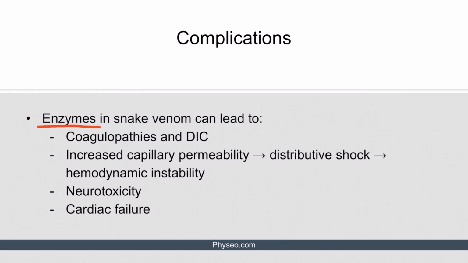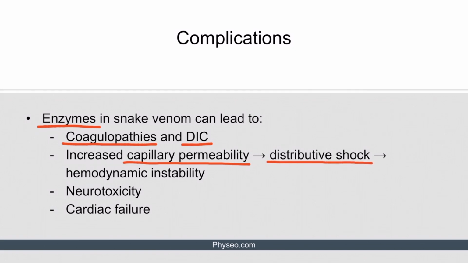Now, snake envenomation can cause a variety of complications due to the actual enzymes contained in the snake venom. Now, the patient may experience, for example, coagulopathy. And if it's severe coagulopathy, it can lead to disseminated intravascular coagulation, or DIC. Now, those venomous enzymes may also cause increased capillary permeability. So it can actually cause the patient to go into distributive shock.